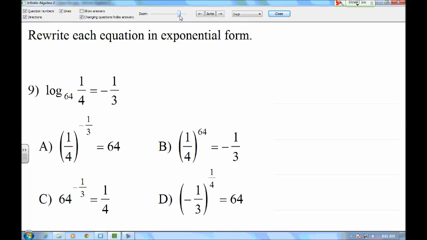Okay. This is currently logarithmic form because it says log. The directions asked us to change to exponential. Whenever you're changing forms, that's the cycle. But where do you always start? The base. What's the base?